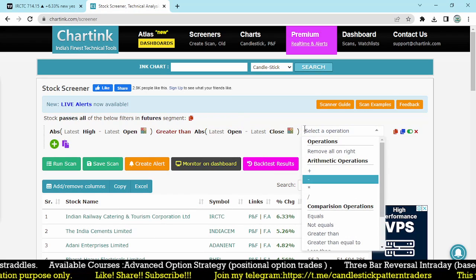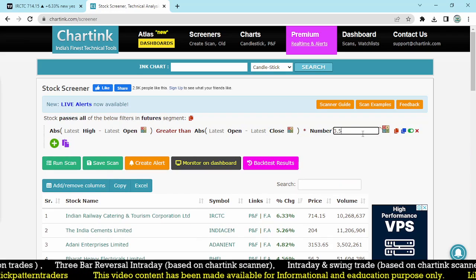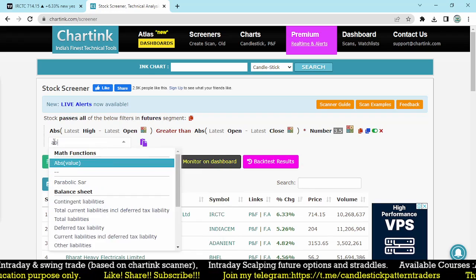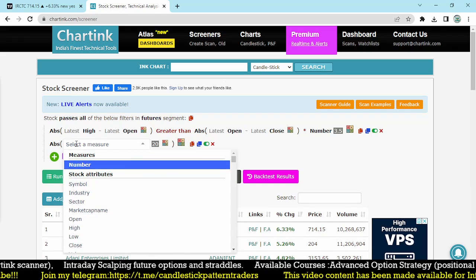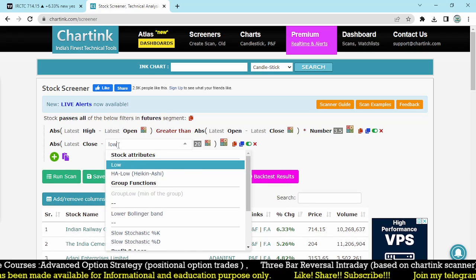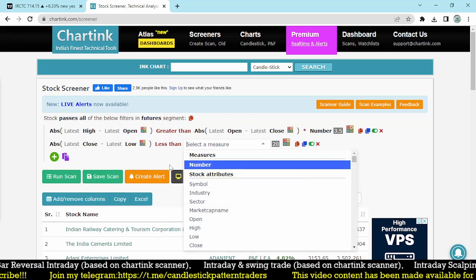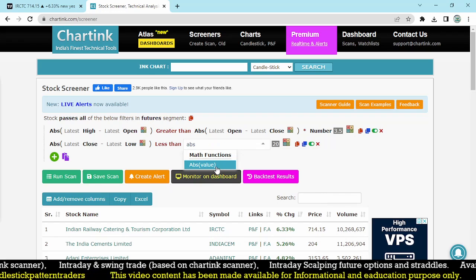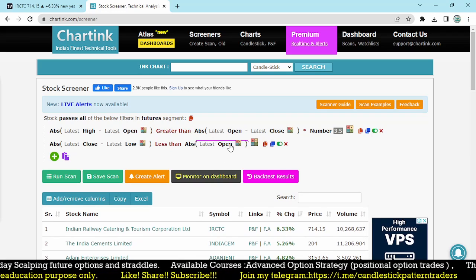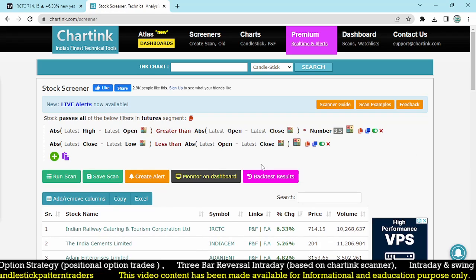So the wick should be multiplied compared to the body. Normally we use 3.5. And the second thing, we go for ABS of close minus low, and it must be less than ABS of open minus close. So this is the normal condition for a shooting star.